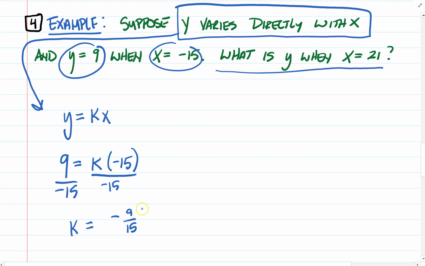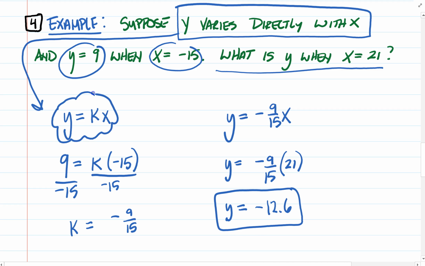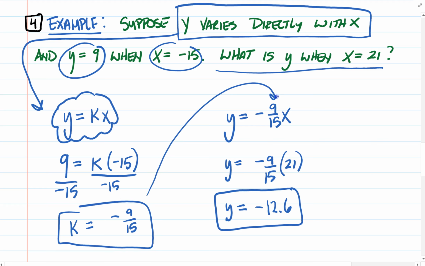So now that I know that k is equal to negative 9/15, I can say that y must be negative 9/15 times x. And if x is a value of 21, then y is going to be negative 9/15 times the number 21. All I have to do is plug this into my calculator. So I do negative 9 times the value of 21, get that answer, and then divide by 15, and I'm getting negative 12.6. So the first part is to recognize that this is the equivalent statement of y varies directly with x. Solve for your constant k, plug it back in, and solve for the remaining values.